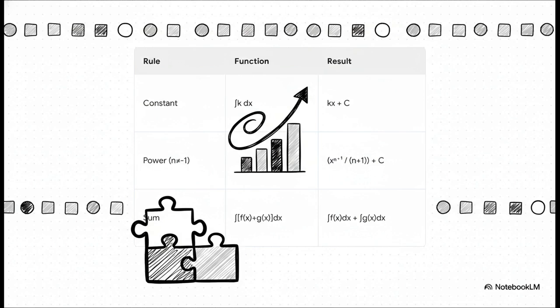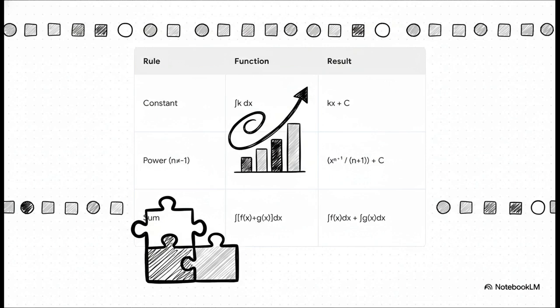Second, and this is the big one, the power rule. You will use this constantly. To integrate a variable raised to a power n, you just increase that exponent by 1, and then you divide the whole thing by that new exponent. So the integral of x squared becomes x cubed divided by 3. Makes sense, right?